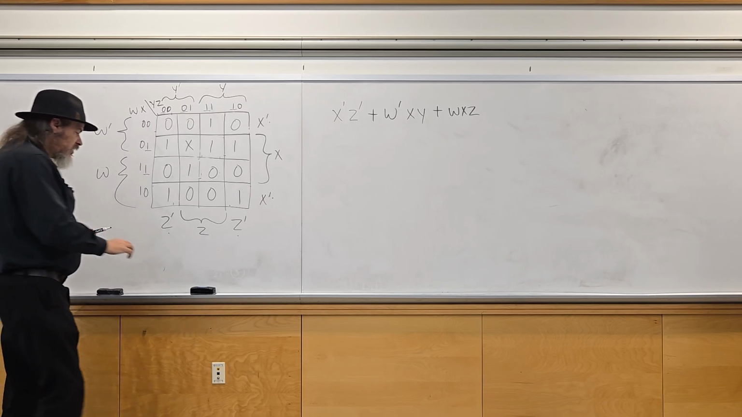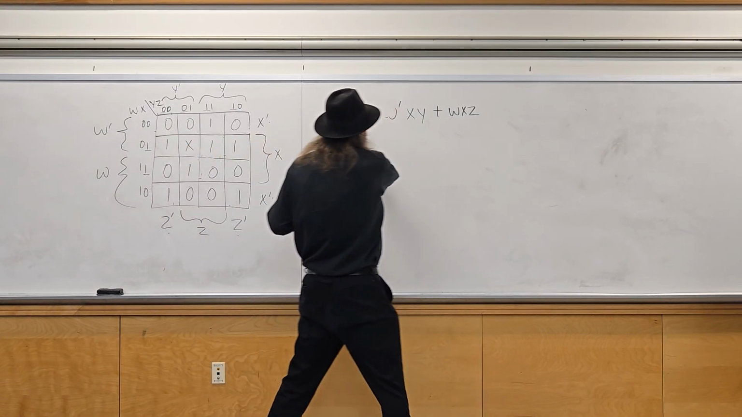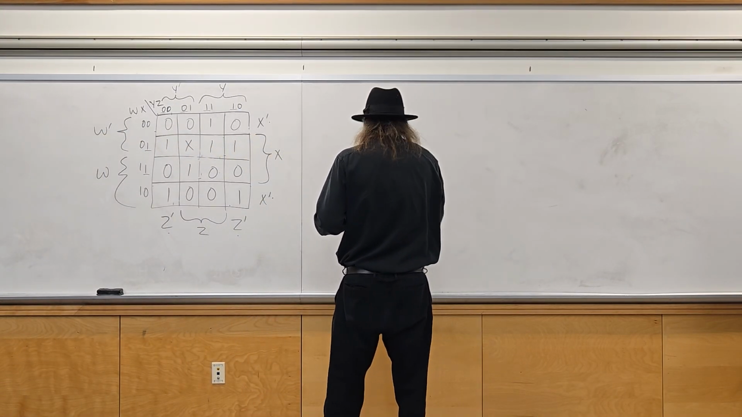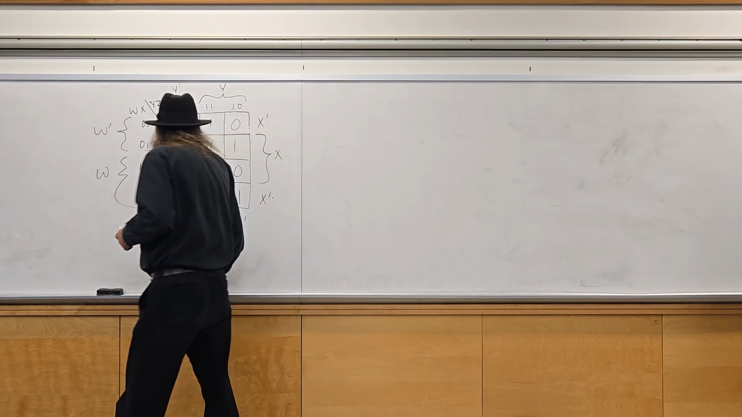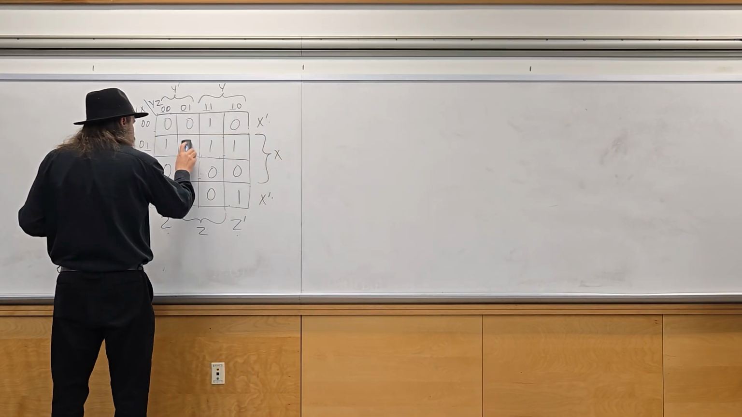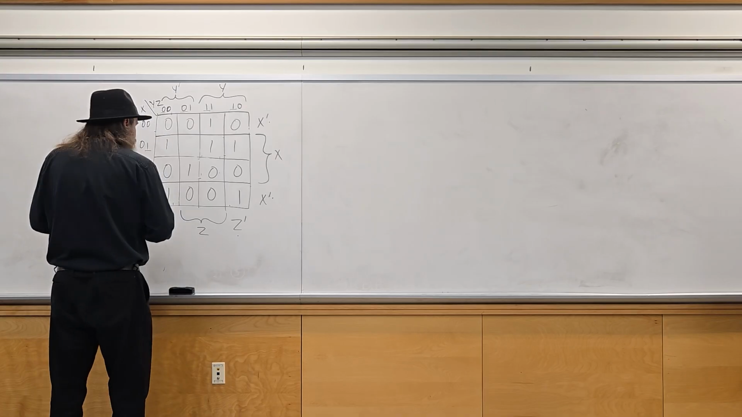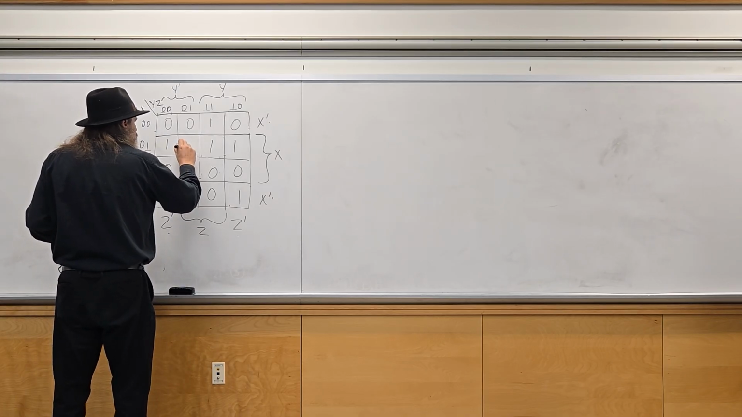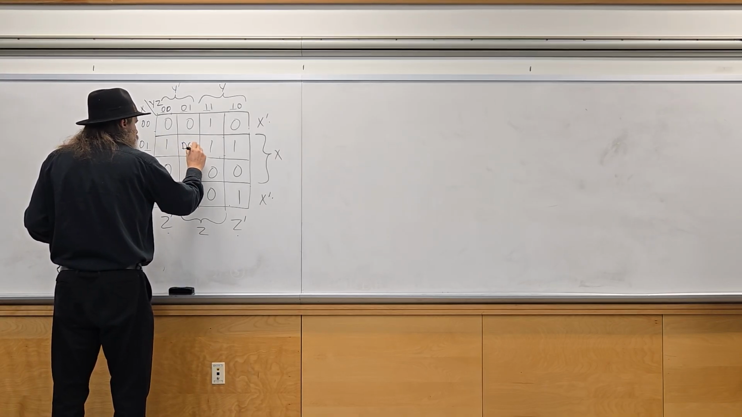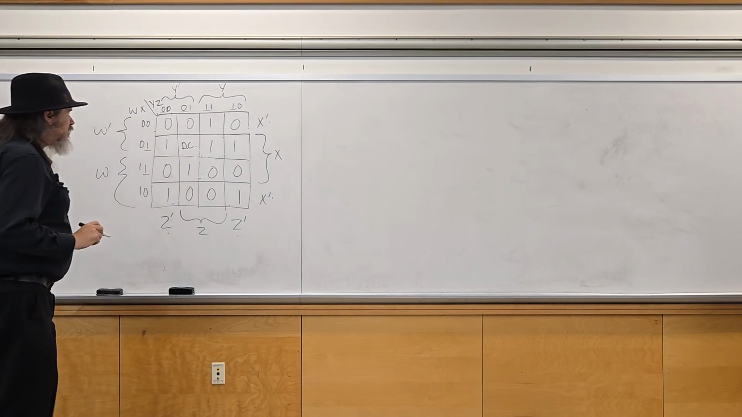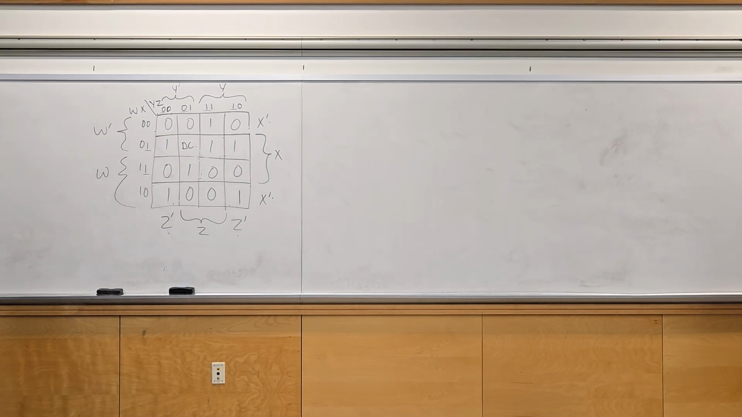So you can count that X in there, or should I say DC, don't care. Let's not confuse that with the X literal. Don't care. Because you don't care what it is, you can count it as a 1 or a 0, depending on what is more convenient as far as grouping ones together.